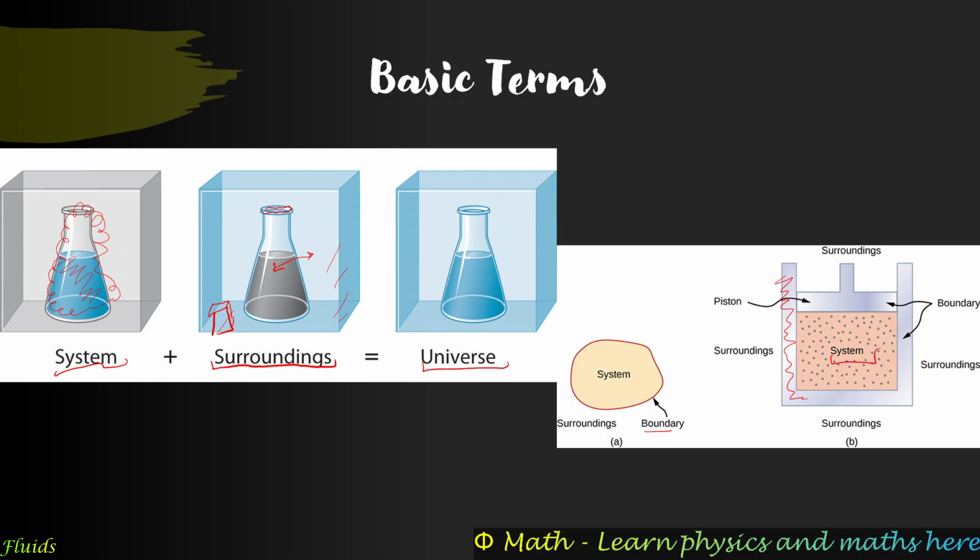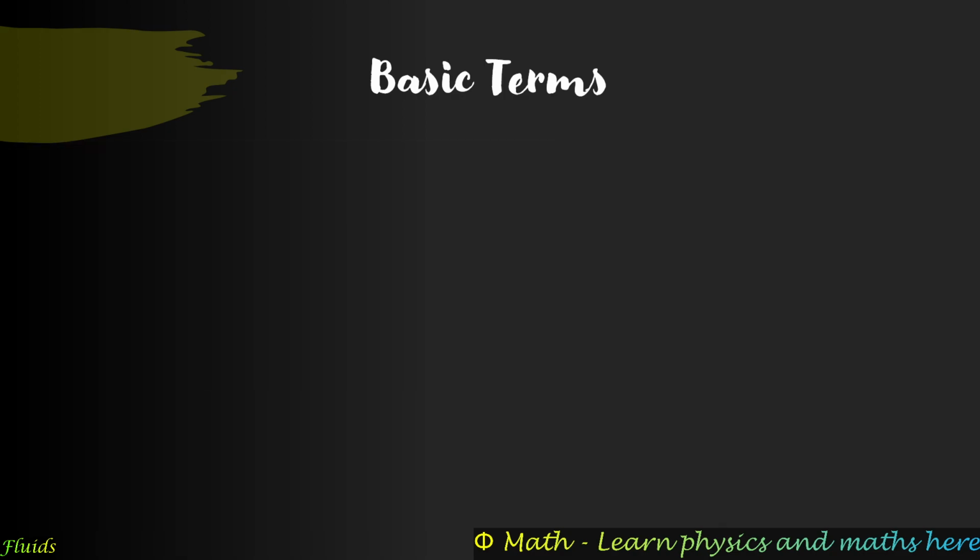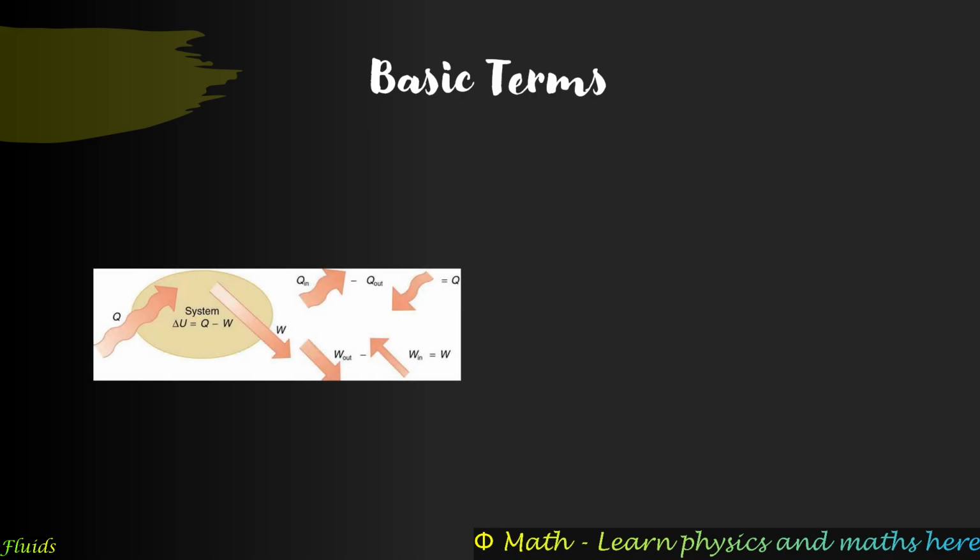There are three types of system. The three types of system are open, closed and isolated. So let's look at them on this black slide. Open, closed and isolated.